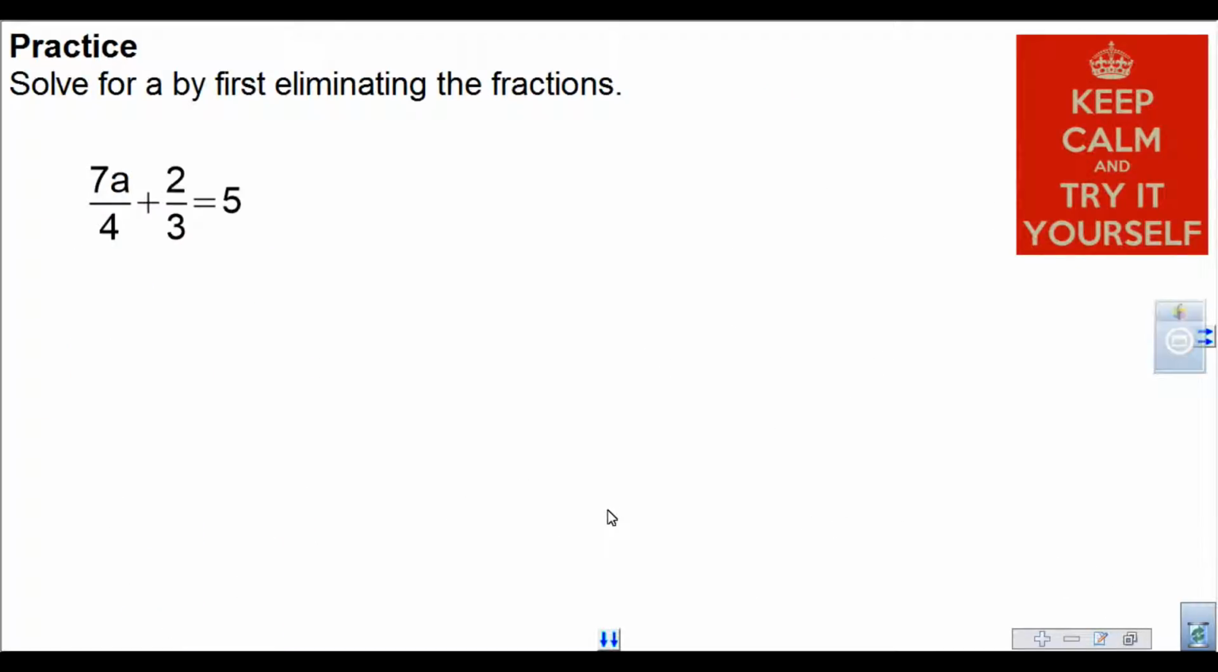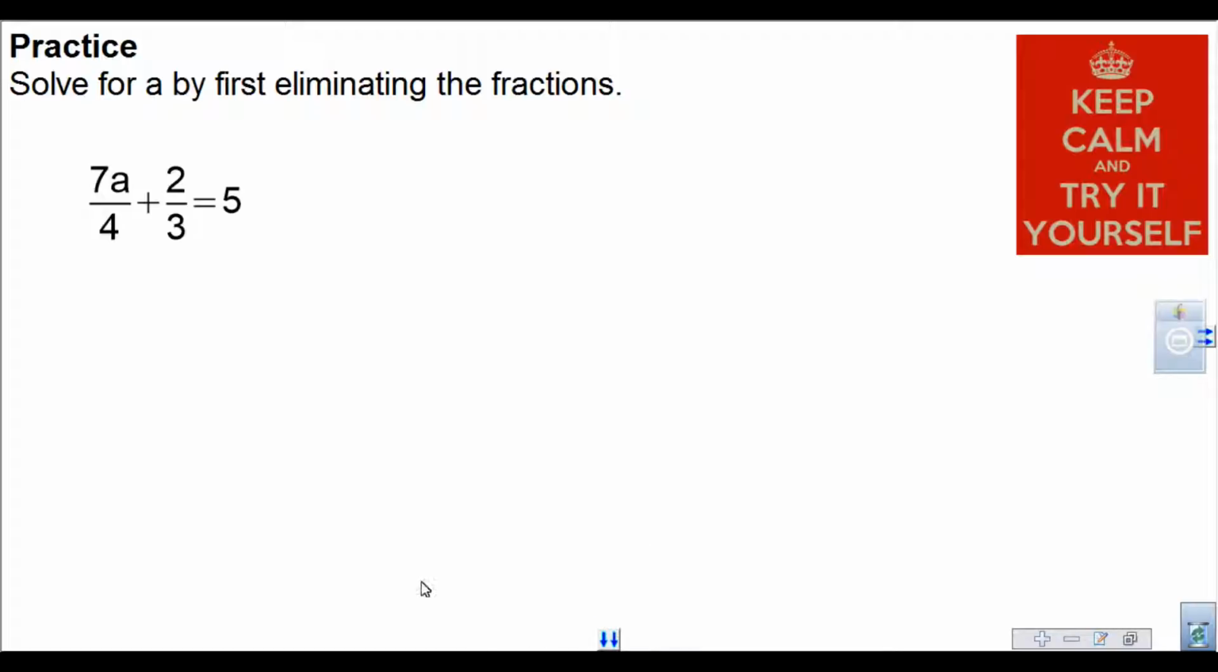All right, so you're going to try this one here, where you're going to get rid of one of the fractions first, either the 4 or the 3, it doesn't actually matter, through multiplication. So pause the video, give this question a shot, and when you want to see how you did, just press play. Okay, good luck.